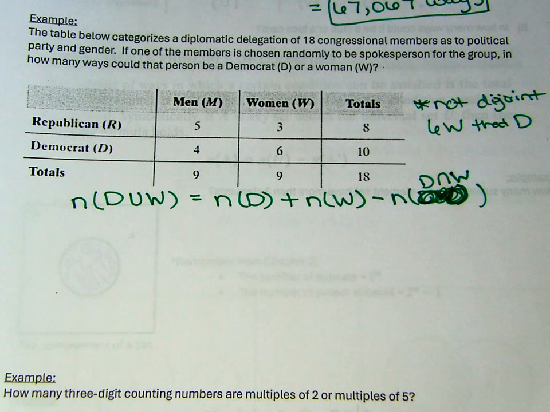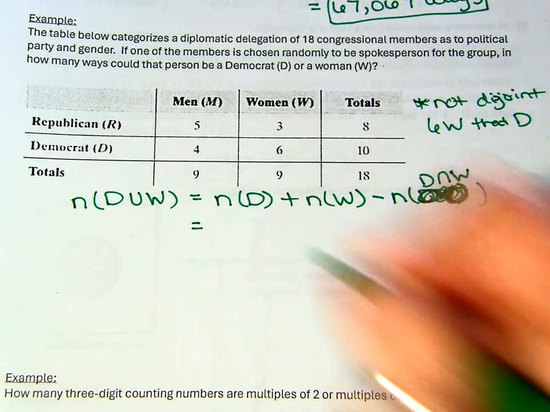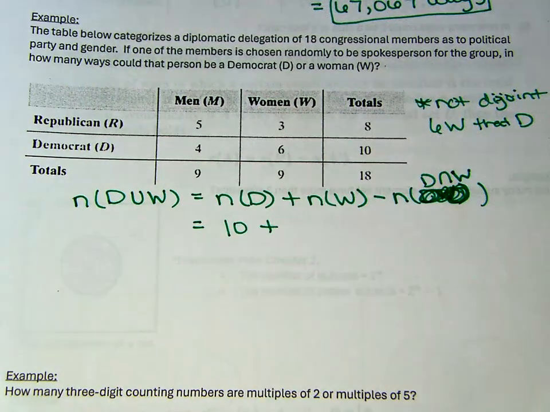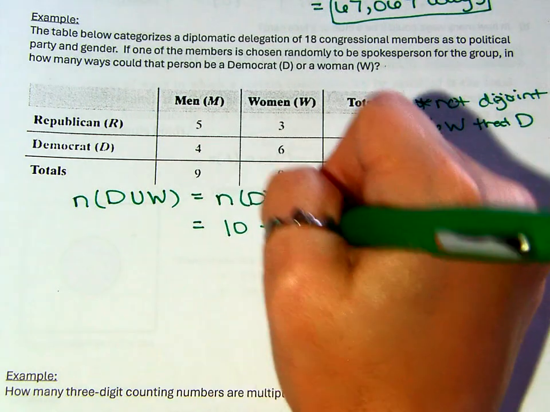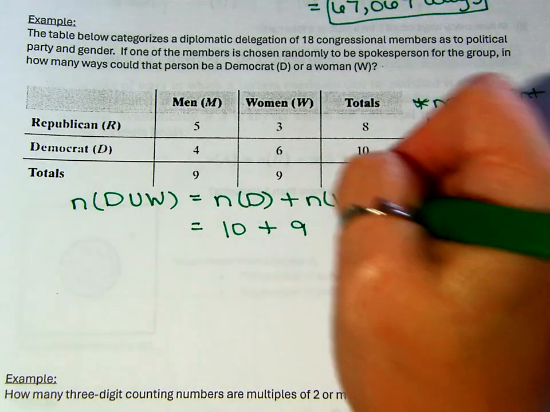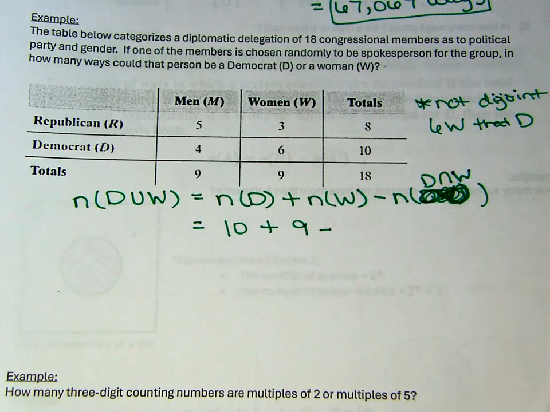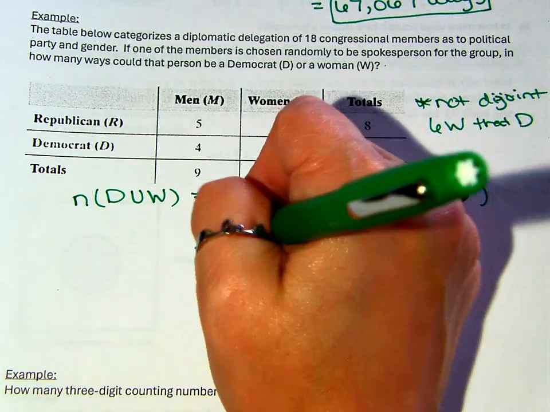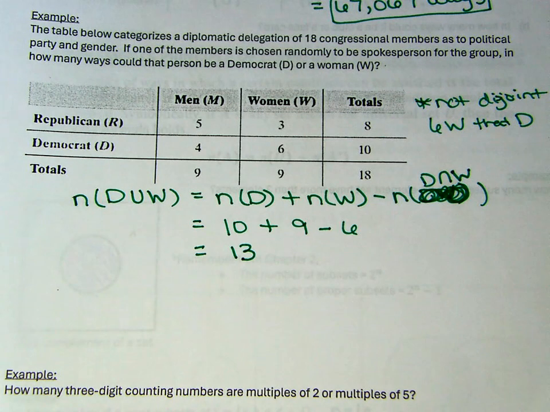So how many total Democrats do we have in our table? 10. And how many total women do we have in our table? 9. And then how many Democratic women do we have in our table? 6. 10 plus 9 is 19 minus 6. There are 13 different ways we could select a spokesperson for this group where they would either be a Democrat or they would be a woman.